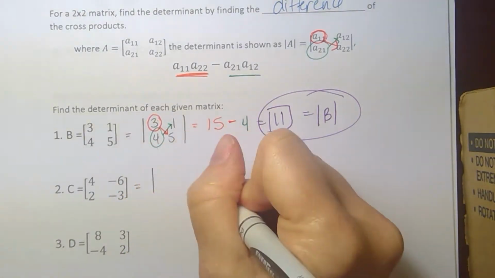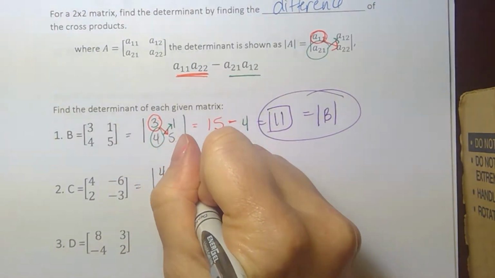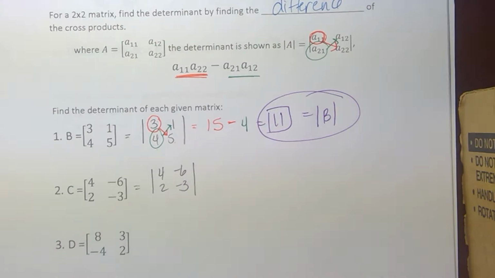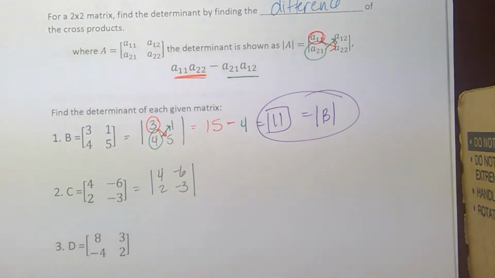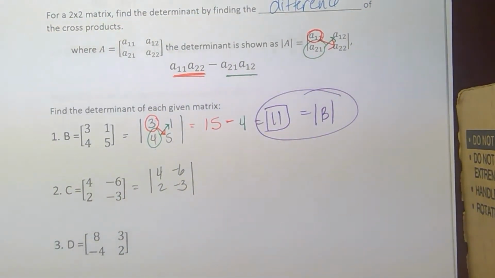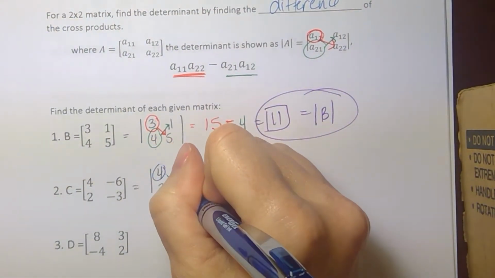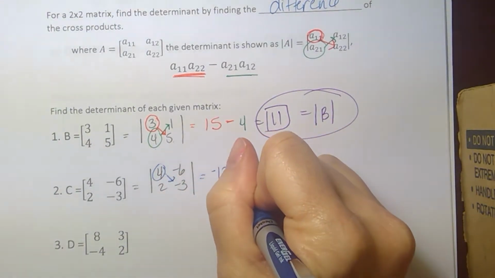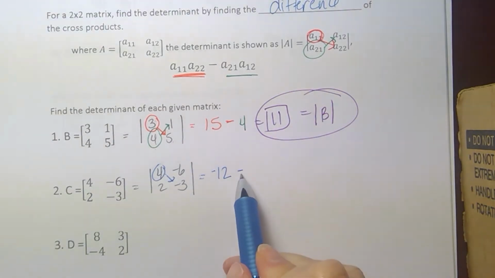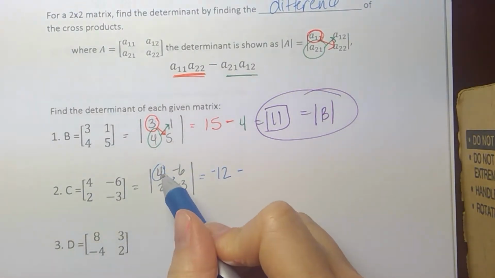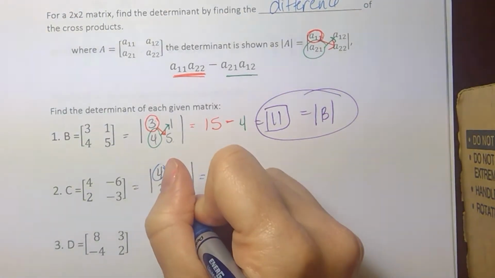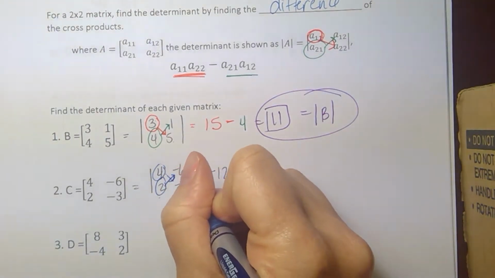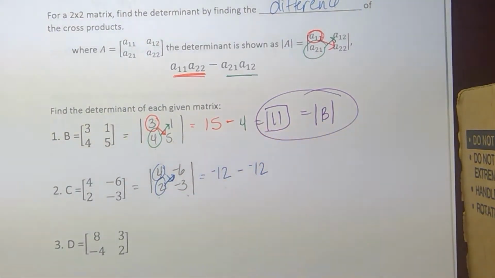C, I'm going to go ahead and rewrite and put it in the correct notation. Got a 2x2 matrix, so we know we have a determinant. I'm going to show, always start top left. So I find this first product, 4 times negative 3 is negative 12, minus. I'm always finding the difference, so I write down that minus. Then 2 times negative 6 is also negative 12.